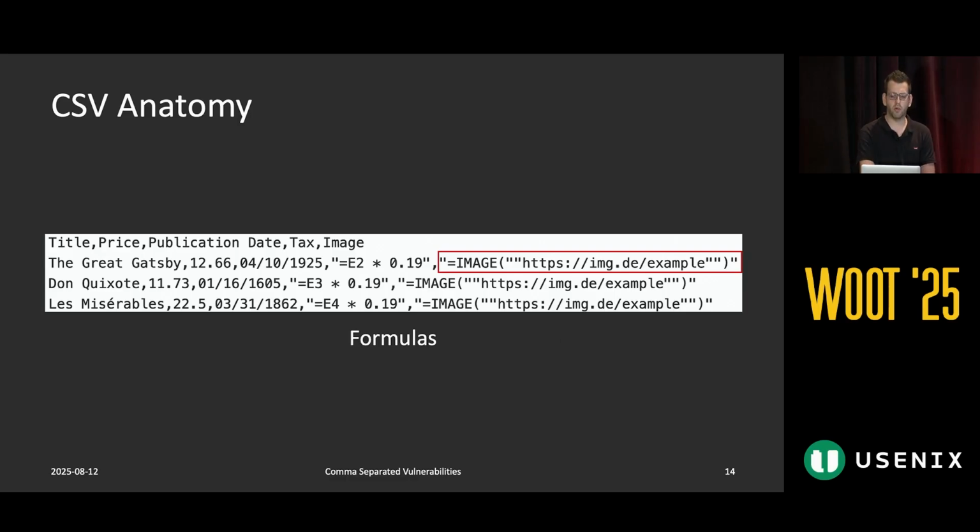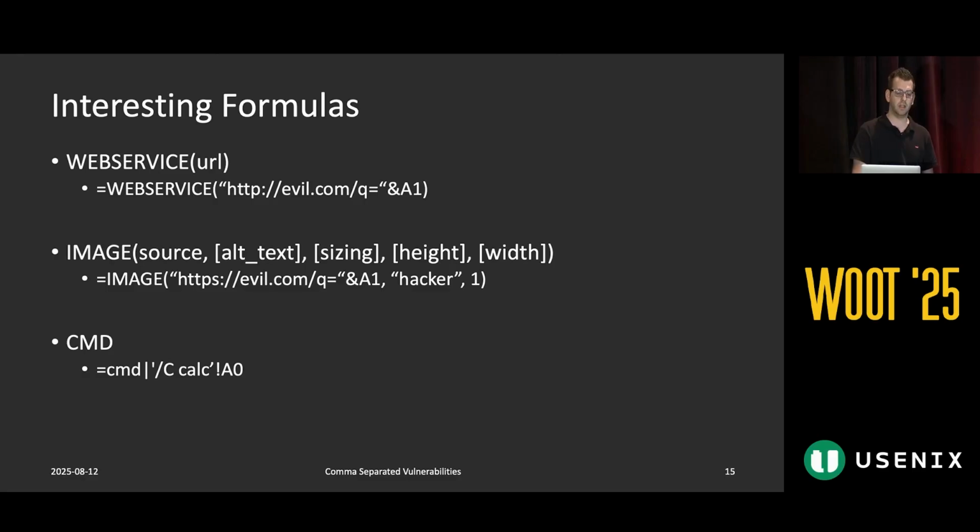So we searched for more formulas that can be used from an attacker perspective. And there are, for example, this web service URL formula you can use to load external resources, or the image formula you already saw to load images. And with these two formulas, we now have the chance to exfiltrate data, like you can see here, when we append cell values to our URL.